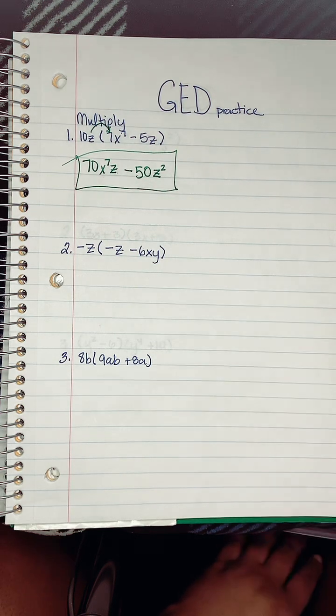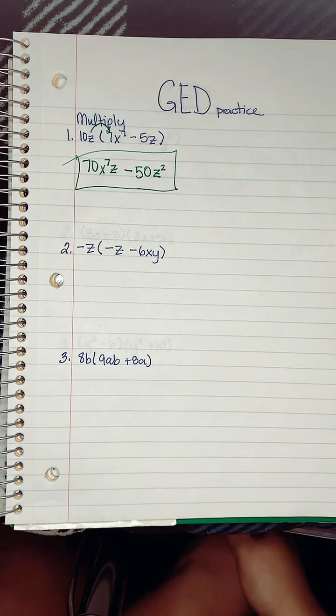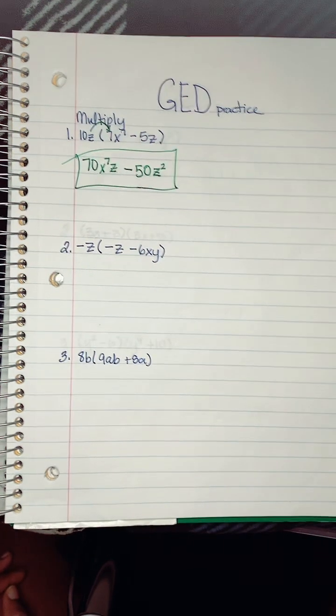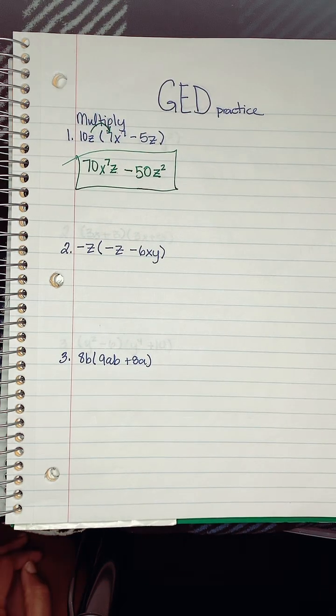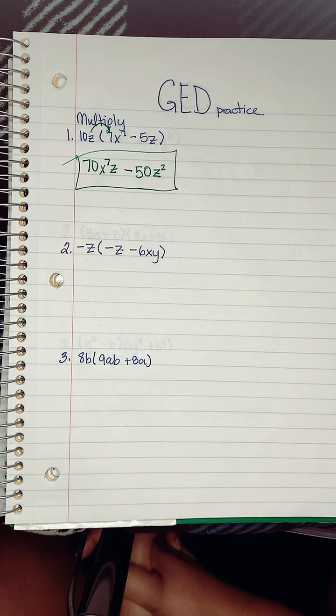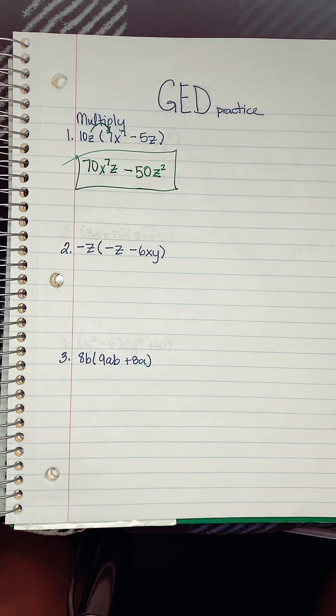All right. You guys put number 2 in the chat for me. Put number 2 in the chat. What do you guys get? JS said z plus 6zxy. Z plus, yes, let's go. Beautiful.